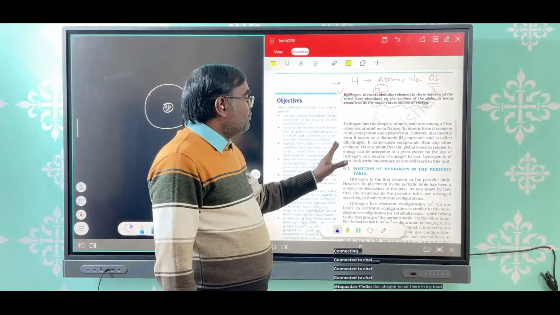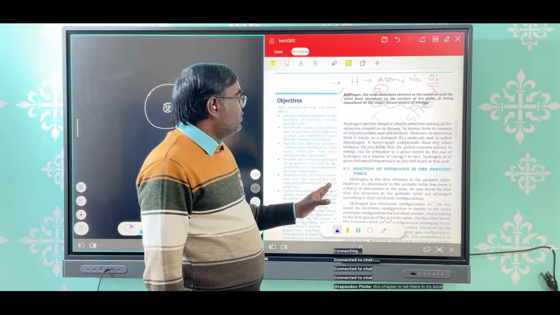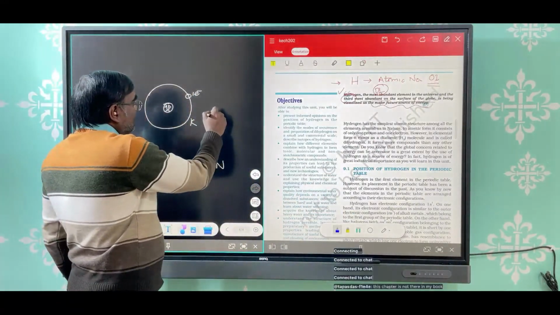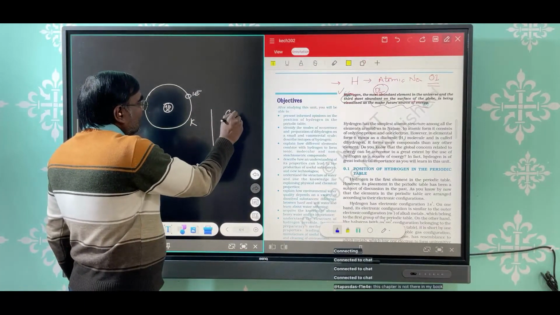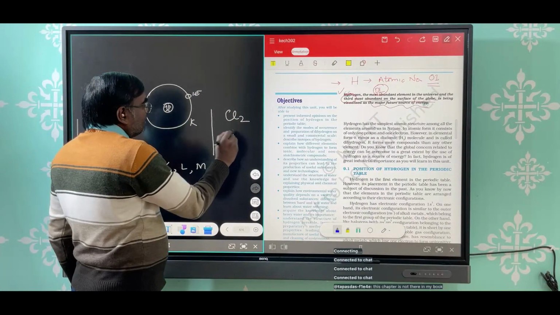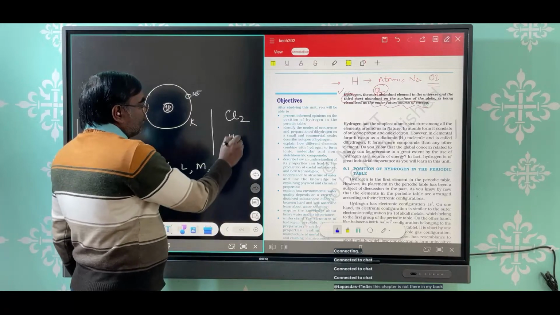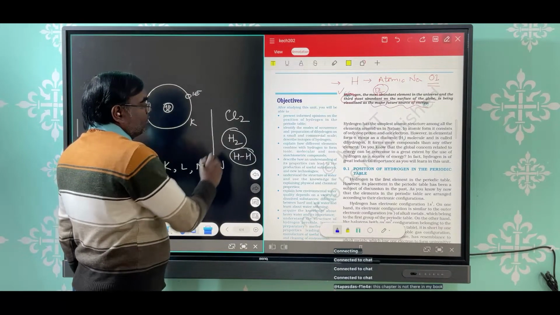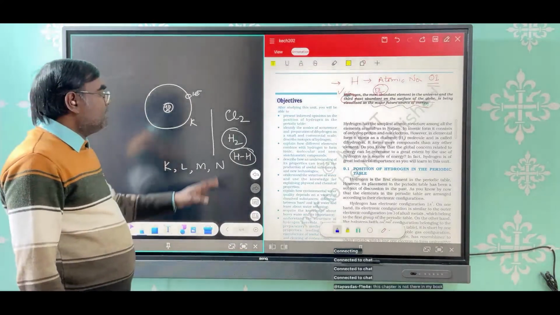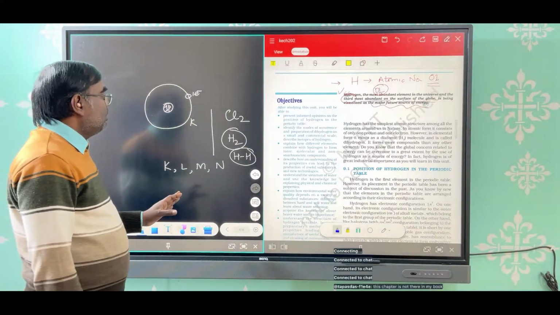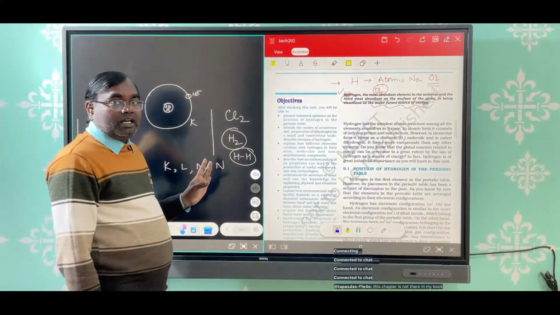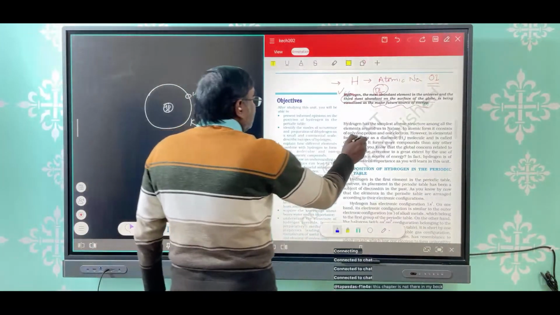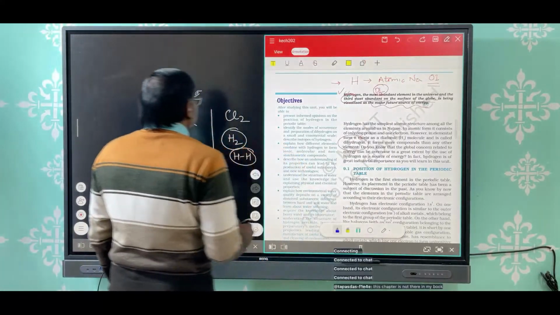However, in elemental form, it exists as a diatomic molecule and is called dihydrogen. So like chlorine, it exists in the dihydrogen form. Means it exists as a molecule, H2, dihydrogen. We call it dihydrogen.